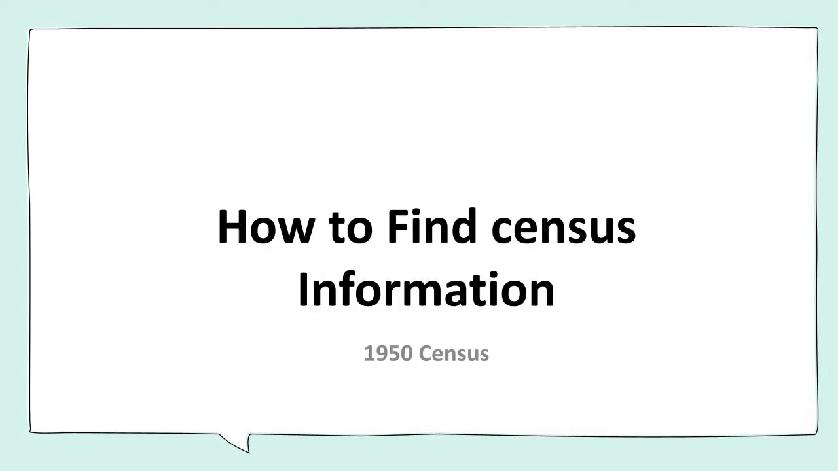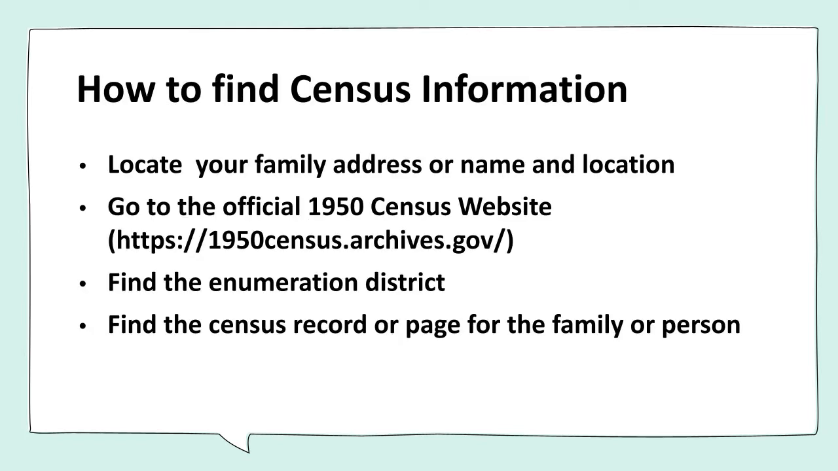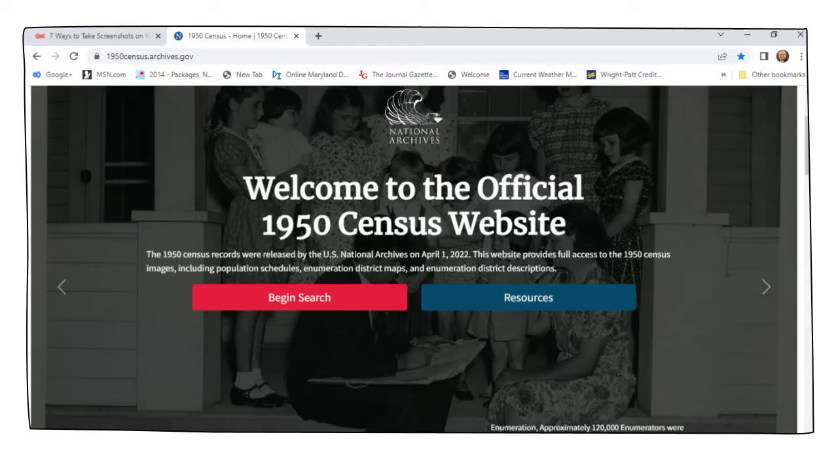Now, how do you find census information in the 1950 census? The very first thing is try to locate your family address or the family name and location as you're looking for. Now, the next site is one of the best sites that I have found. The census website at 1950census.archives.gov. Then you try to find the enumeration district and find the census record or page for the family or person. Let me show you how you do that.